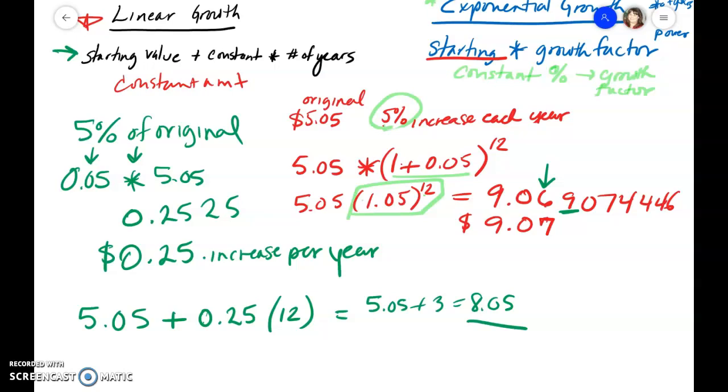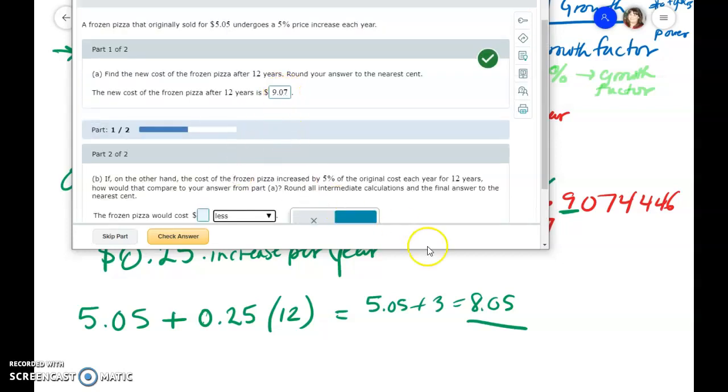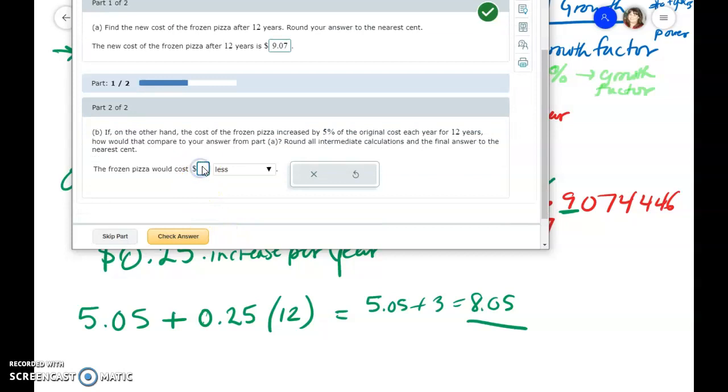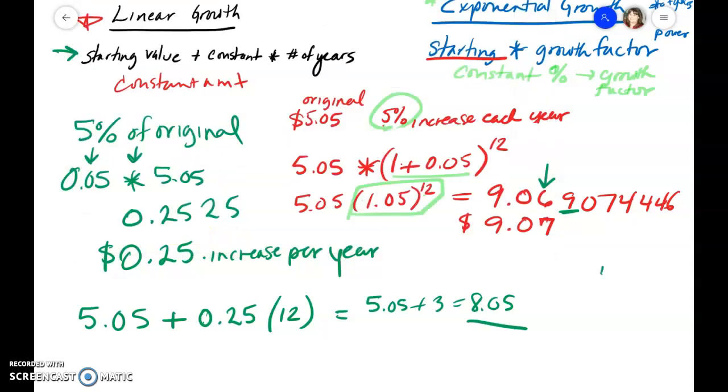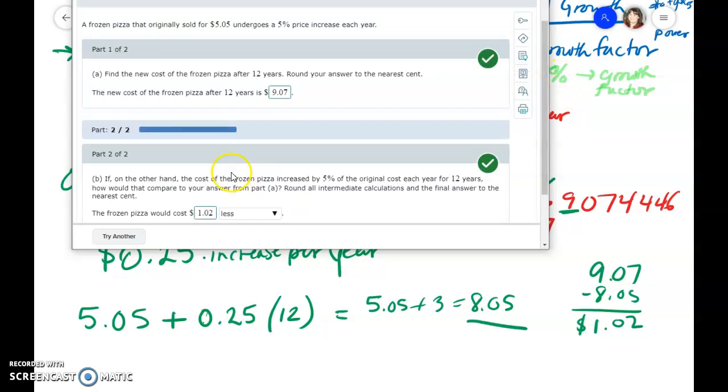So the question does not ask for the $8.05. It asks if the frozen pizza would cost more or less than the 907. So it's less than 907, and I have to find that difference. 907 minus 805. It would be $1.02 less. Well, let me put that in here. Then I'm going to hit check answer. It's going to give me a green check, and then I can move on.